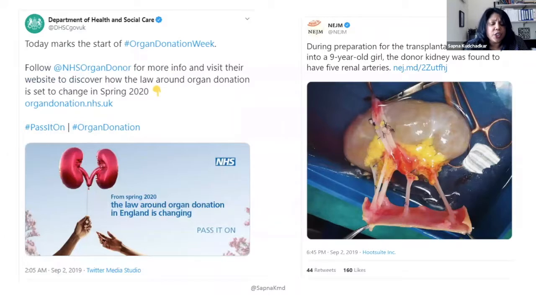This is yesterday. I just went in and put hashtag transplantation and hashtag transplant into the search engine in Twitter, and these were the two top tweets that came up. So for example, the NHS is celebrating Organ Donation Week. So they obviously are doing a lot of advocacy work surrounding that to increase awareness of organ donation. And this New England Journal article actually was the top tweet about a transplantation of kidney into a 9-year-old, and the donor kidney was found to have 5 renal arteries. So again, anyone who was following that hashtag transplantation would have come across this content immediately.